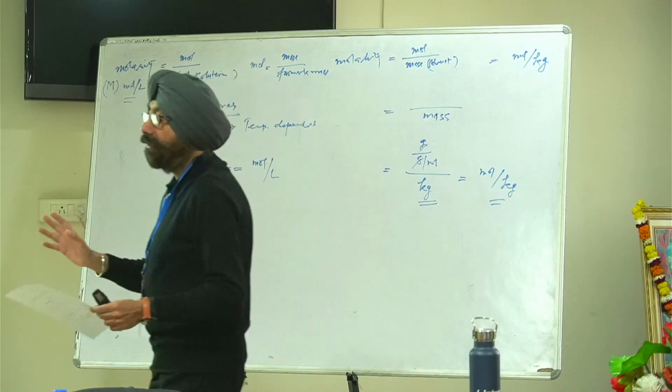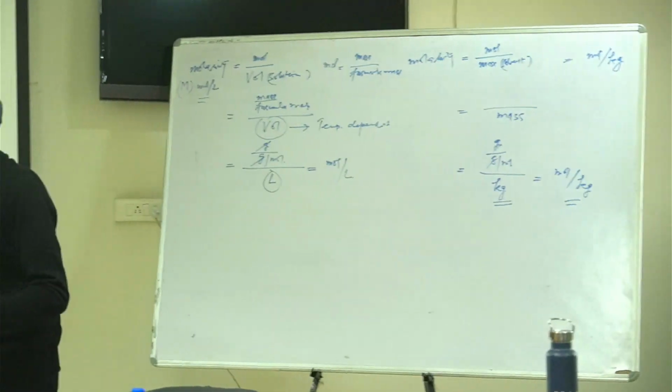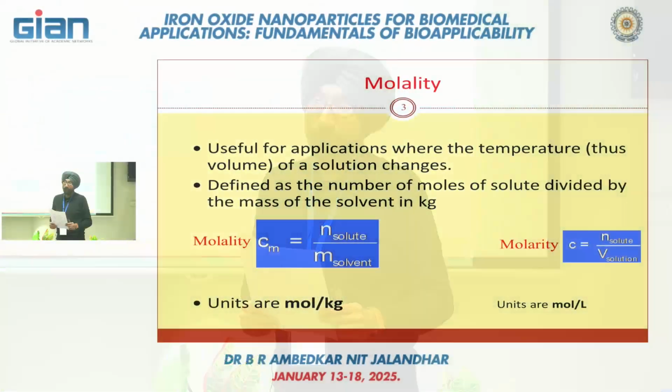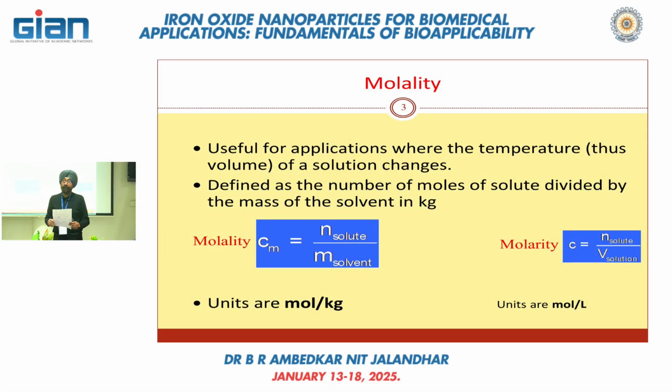The reason is, in any kind of nanomaterial synthesis, you have to prepare solutions where you will be dissolving either the gold salt or the silver salt. So you must be very careful in terms of which concentration units you are going to apply.